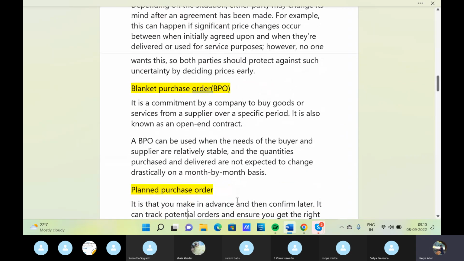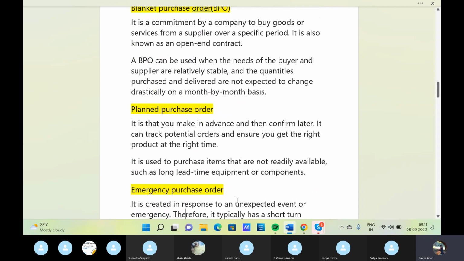Blanket purchase order is an open-ended contract, a monthly basis contract order, because the supplier will deliver the product only over a specific period or specific time, which they mention in the PO. So at that time a blanket purchase order will be used.